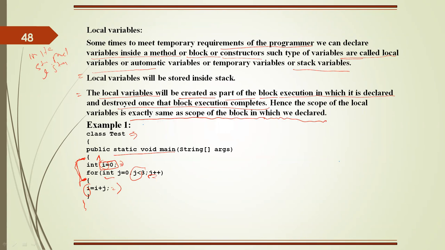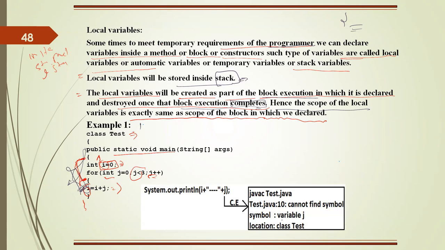Then the local variable. Sometimes there is a temporary requirement of the programmer. For a temporary requirement, if method level scope is needed, then you go for a local variable, which you declare inside the method. A local variable will be stored inside the stack. The local variable will be created as part of the block execution and destroyed once that block execution is completed. Hence the scope of a local variable is exactly the same as the scope of the block in which we declared it. For example, i is local. If you try to access i outside of this method, you get an error: cannot find symbol.